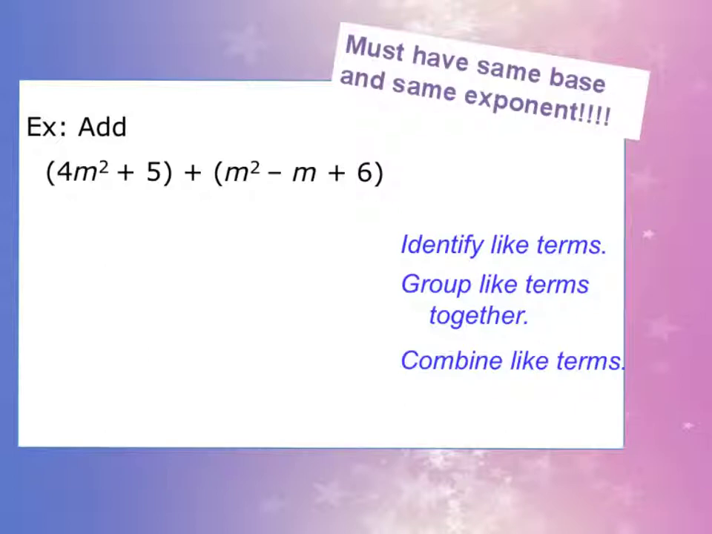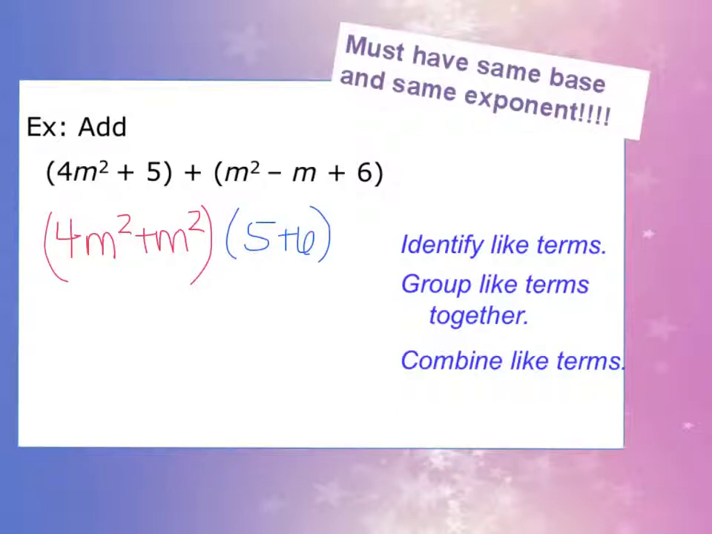So I'm going to go ahead and regroup my terms together. So I'll put the 4m squared along with the m squared. And then we'll put the 5 along with the 6. And then we just have a negative m. Okay, so therefore I used all my terms. And so I'll write that again, so you know 4m squared with the m squared, blue 5 with the 6.